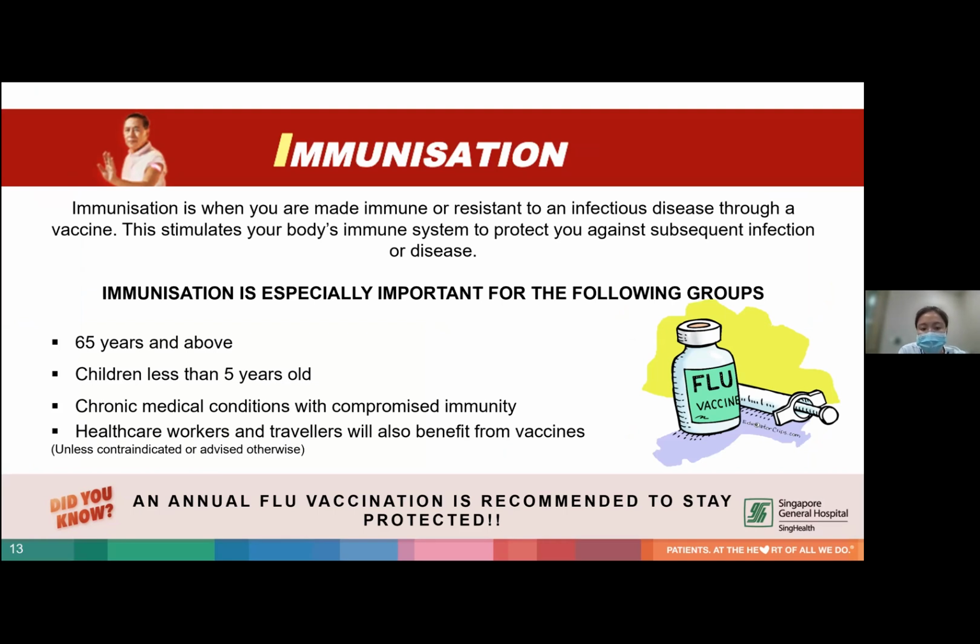And this is especially important for elderly that are 65 years old and above, children that are less than 5 years old, and patients with chronic medical conditions that compromise their immunity, means they have a weaker immunity. And these are people with diabetes, HIV infection, or heart disease, or they might be going through chemotherapy because maybe they have cancer or blood disorders, their immunity may be lower. So this group of people would need their yearly immunization.